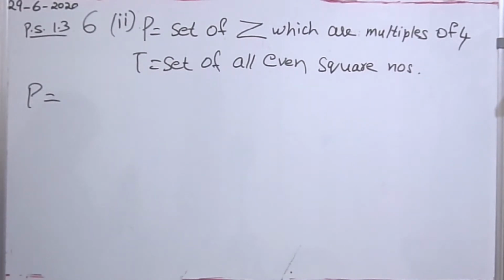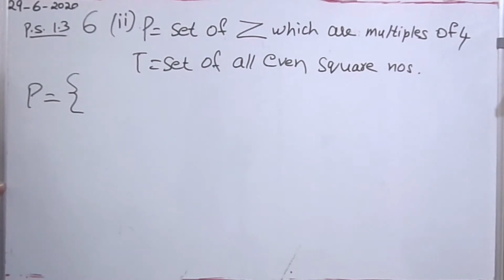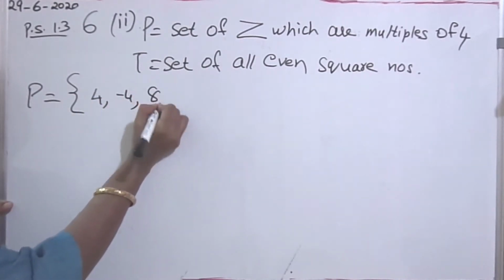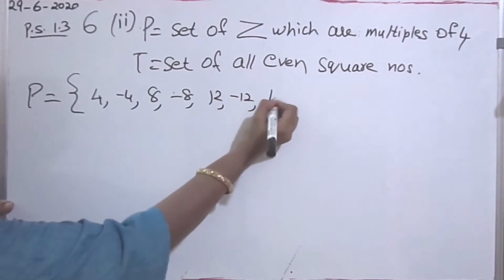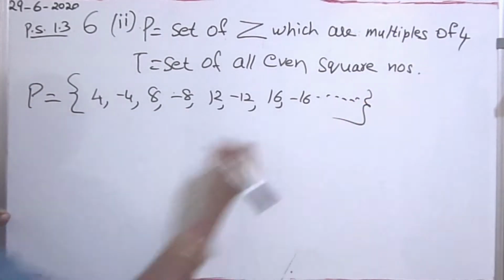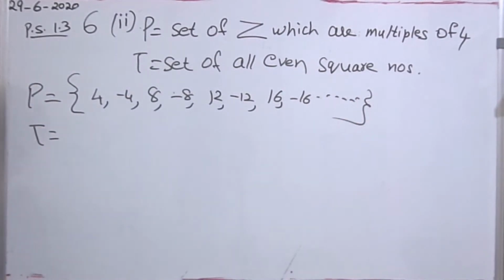P is the set of integers which are multiples of 4. So list the integers which are multiples of 4. Integers, so positive integers and negative integers both will come. 4 ones are 4, 4 twos are 8, 4 threes are 12, 4 fours are 16, and so on. Infinite set.